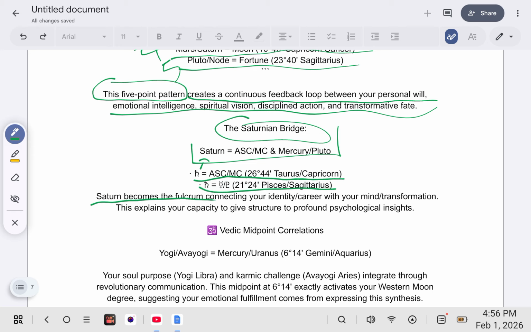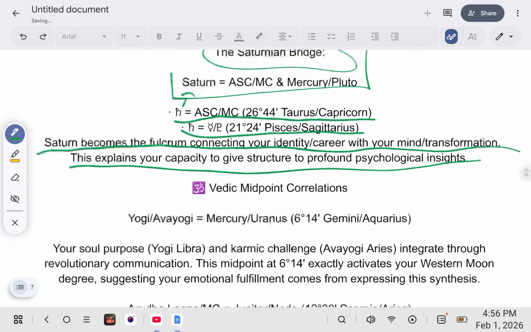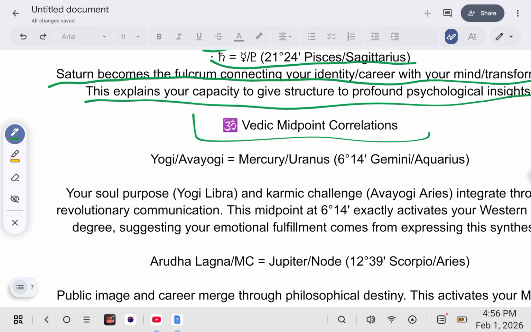Saturn becomes the fulcrum connecting my identity and career with my mind and transformation. This explains my capacity to give structure to profound psychological insights. Vedic midpoint correlations.